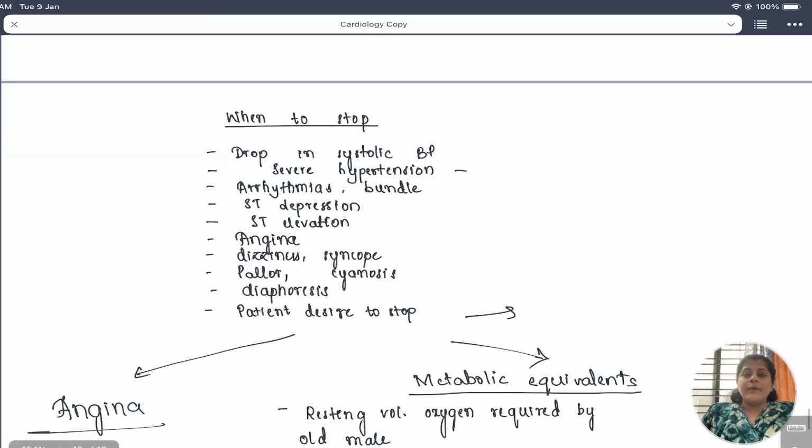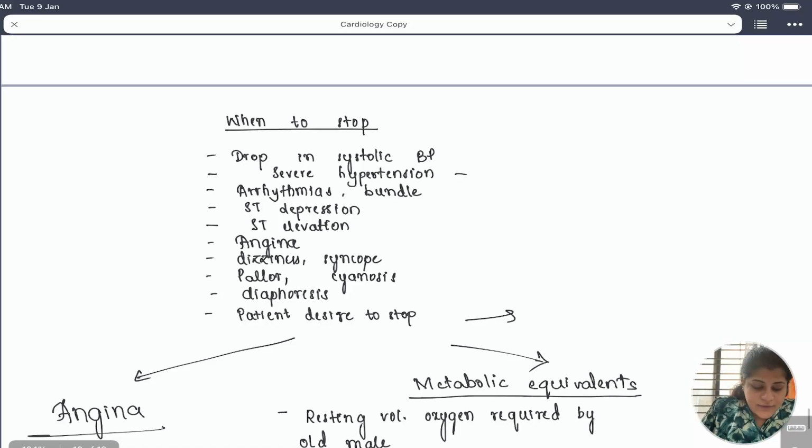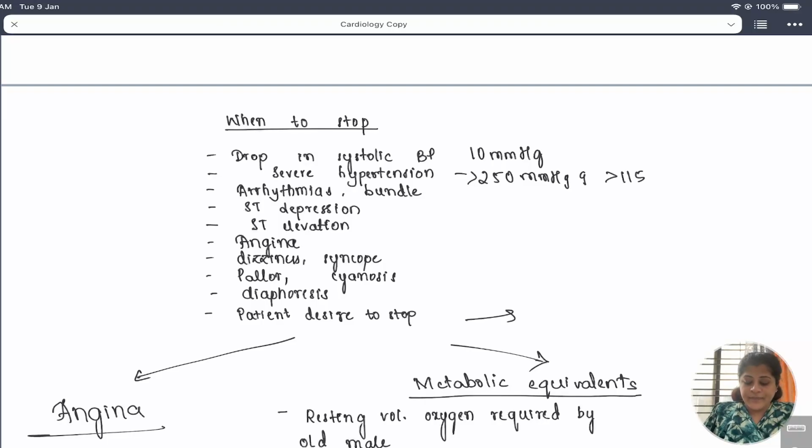You will stop when there is a drop in systolic blood pressure. If there is a drop of 10 millimeters of mercury in blood pressure, you will stop it. Then, instead of a gradual increase in blood pressure, if there is a severe increase, if there is severe hypertension, even then you will stop. So systolic more than 250 mm mercury and diastolic more than 115.